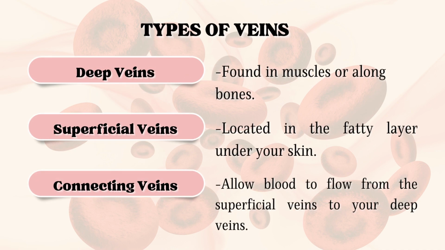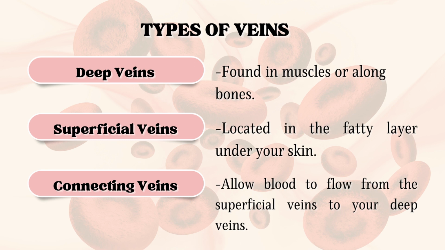We also have types of veins. We have the deep veins. These are found in muscles or along bones. The tunica intima of a deep vein usually has a one-way valve to prevent blood from flowing backward. Nearby muscles also compress the deep vein to keep blood moving forward.